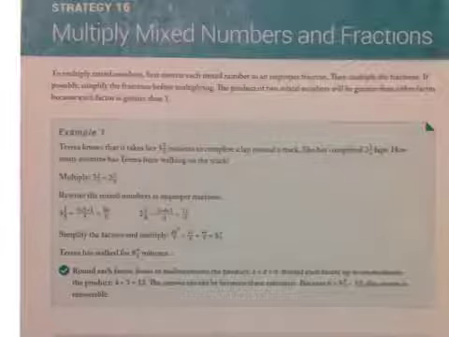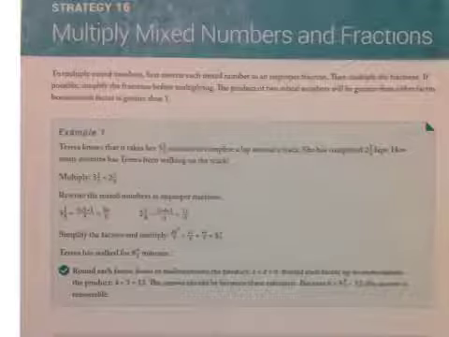To multiply mixed numbers, we're going to first rewrite each mixed number into an improper fraction. Then we're going to multiply the fractions. If possible, we're going to simplify the fractions before multiplying. The product of two mixed numbers will be greater than either factor because each factor is greater than 1. So let's look at example 1.